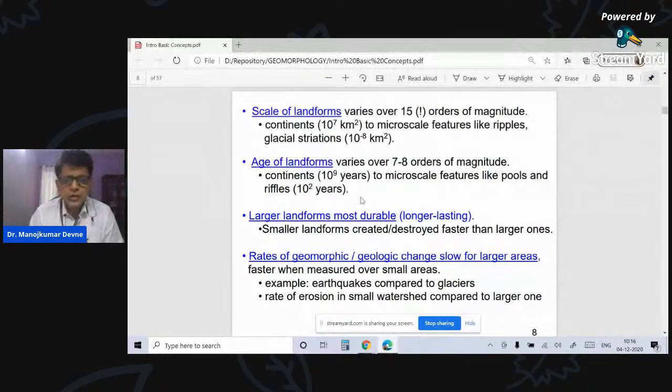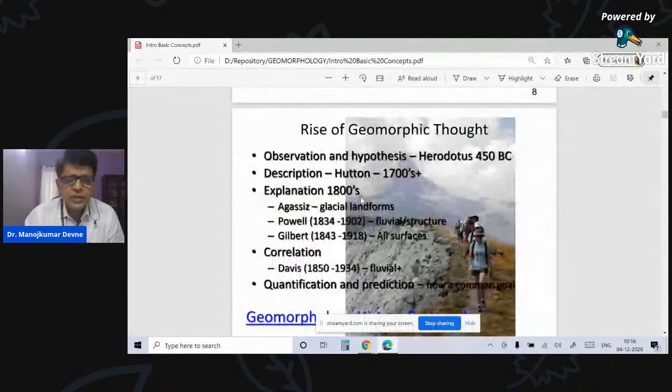It's something that we've already said. Now, how did people start speaking about the geomorphology? Of course, earlier when we speak about Herodotus, etc., they did speak about these things, but they had not called it geomorphology. They were just referring to this as such. But the actual geomorphic thought started in the 1700s plus, okay, with Hutton, and explanations in 1800 by Agassiz as far as the glacial landforms are concerned.